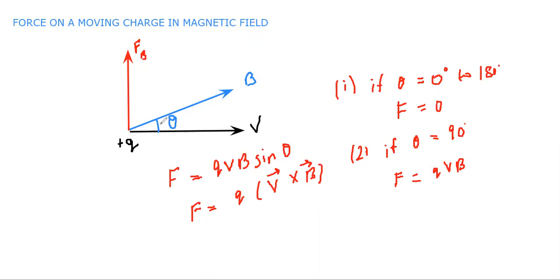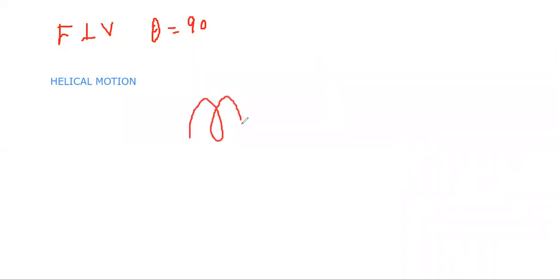Now, suppose this theta becomes 90 degrees, what would be the angle between force and velocity? It is already 90 degrees, right? So in that case, F is perpendicular to velocity and the angle between V and B is also 90 degrees, and the charged particle will experience a circular motion. In that region of magnetic field, it will be moving like this. It will be making circular loops until it exits from that magnetic field.